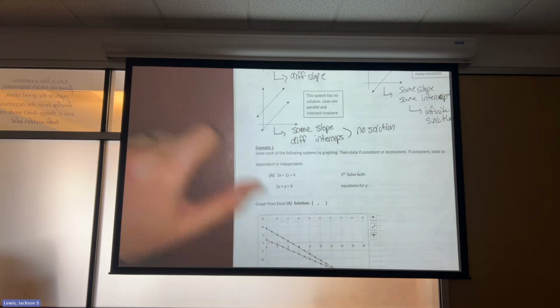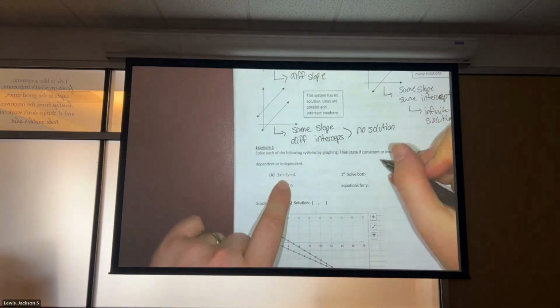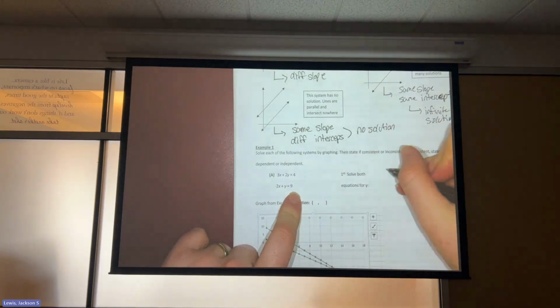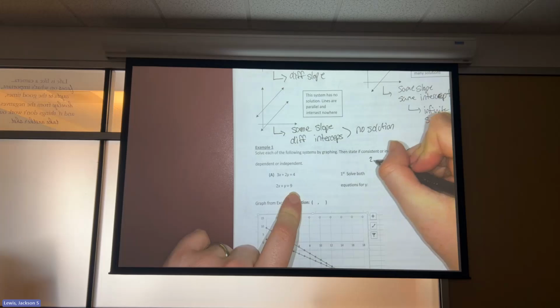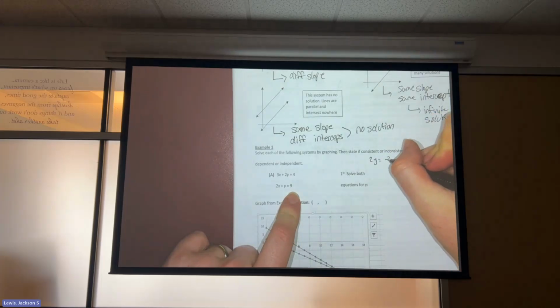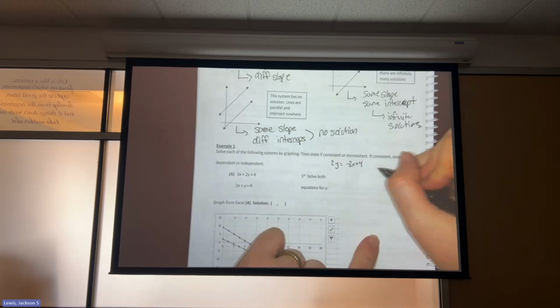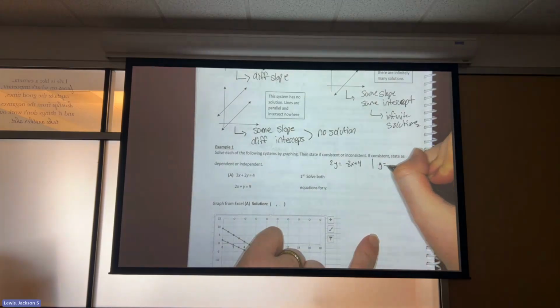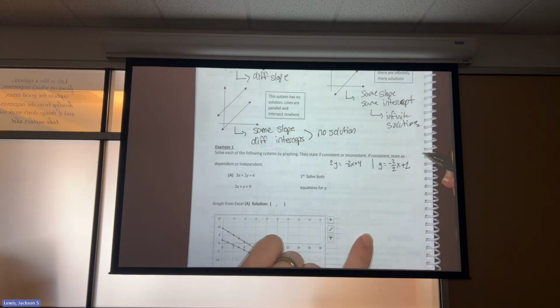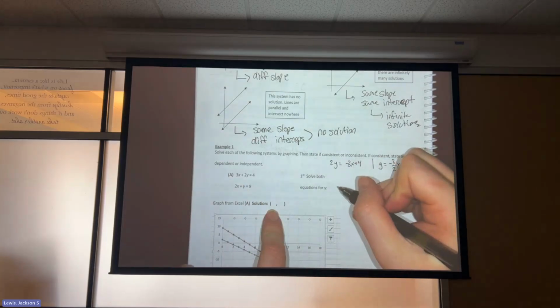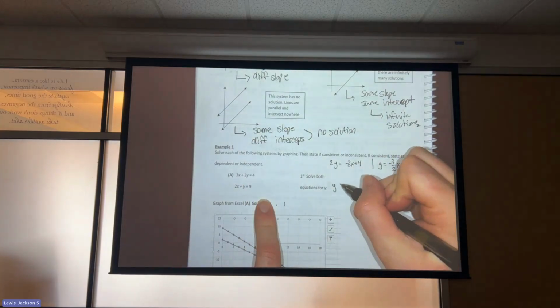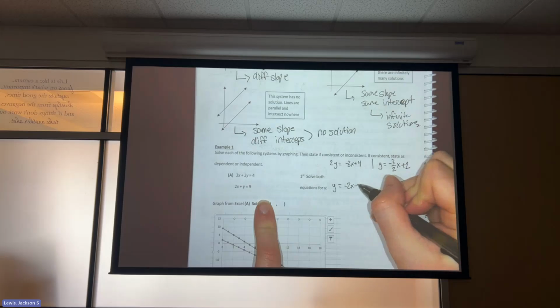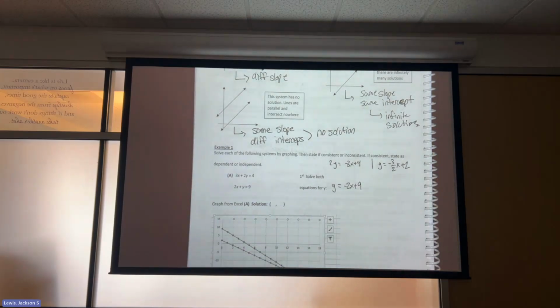This says solve both equations for y. Here I'm going to move this 3x over. So I get 2y equals negative 3x plus 4. And then I just divide by 2. So y equals negative 3 halves x plus 2. Other equation, I move the 2x over. So y equals negative 2x plus 9. And that's my whole equation.